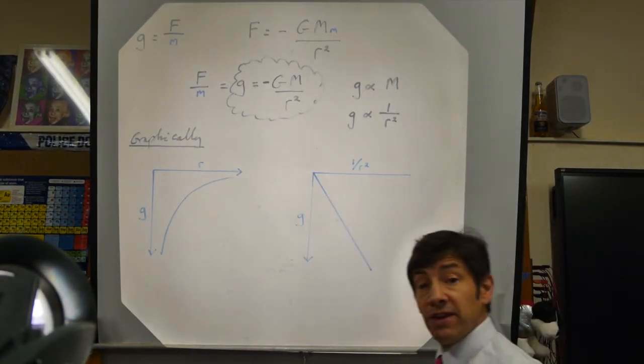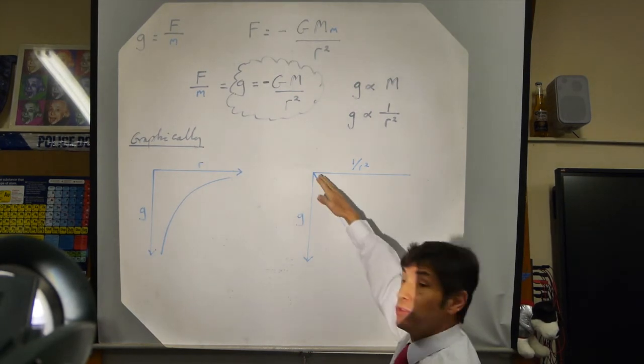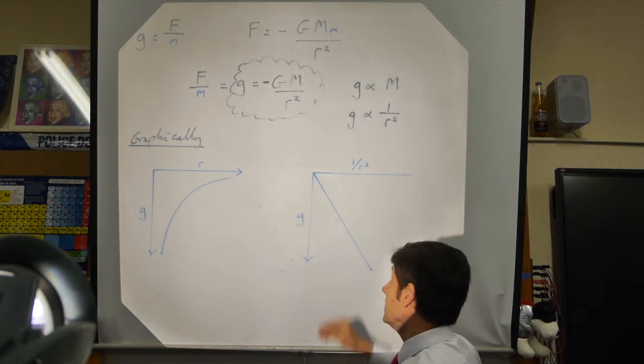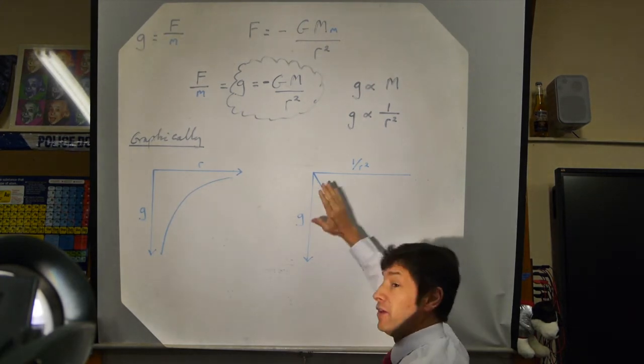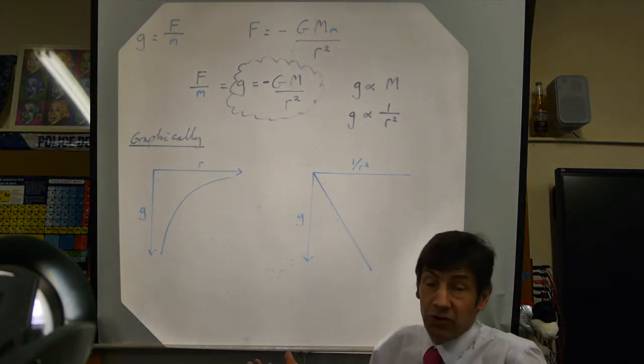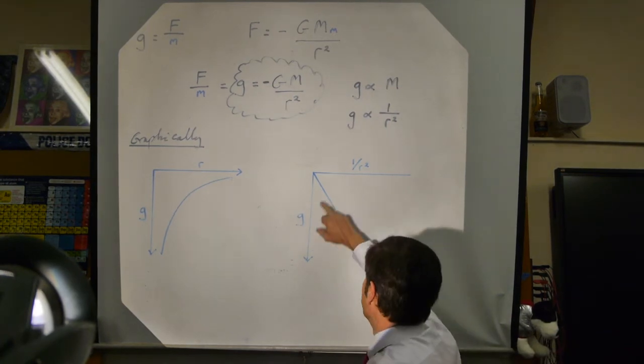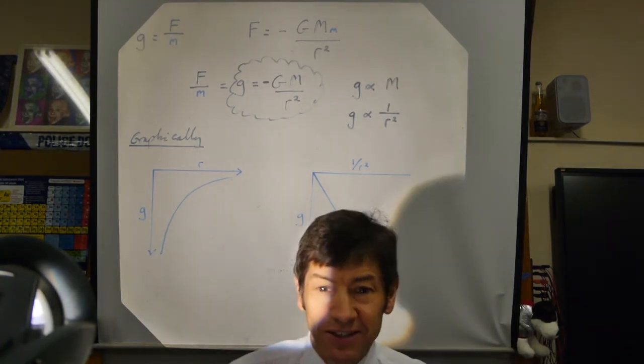I kind of purposefully, as a teacher, those of you that know me, don't draw these lines at 45 degrees, because there seems to be an obsession that every straight line graph must be at a 45-degree angle. Of course it doesn't have to be. It depends on the scaling of the numbers on the axes.